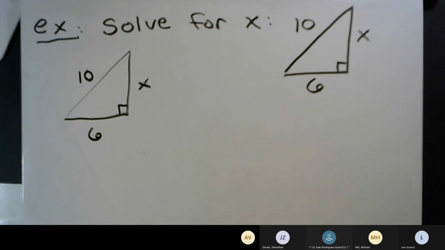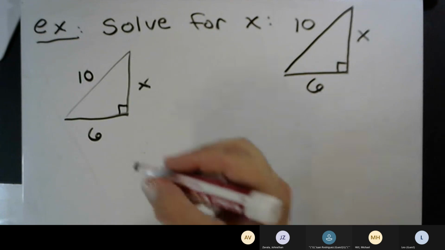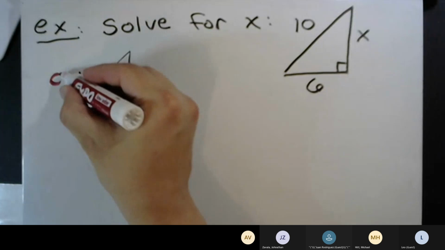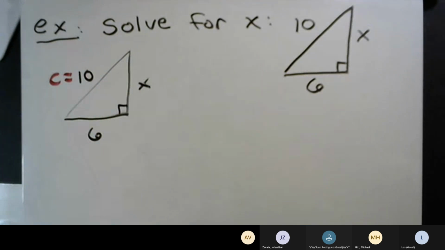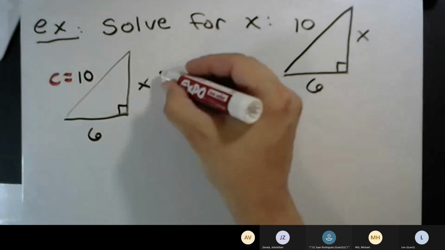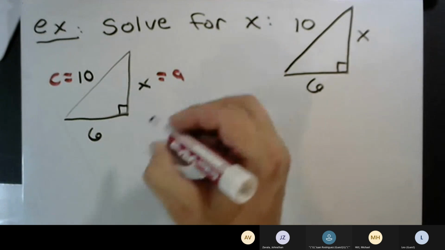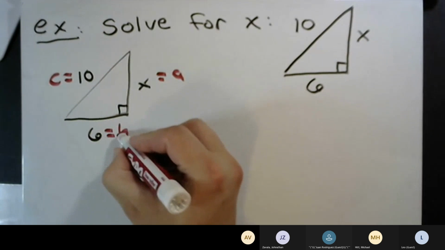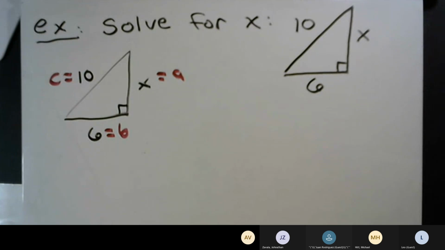The most important side to label is the hypotenuse. That's the side across from the 90-degree angle. So that's always going to be C. And then A, we could call this A. We could call this one B. That's not so important.